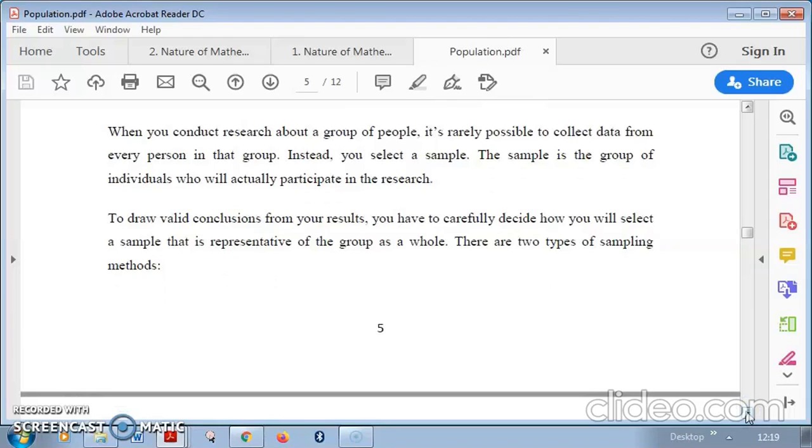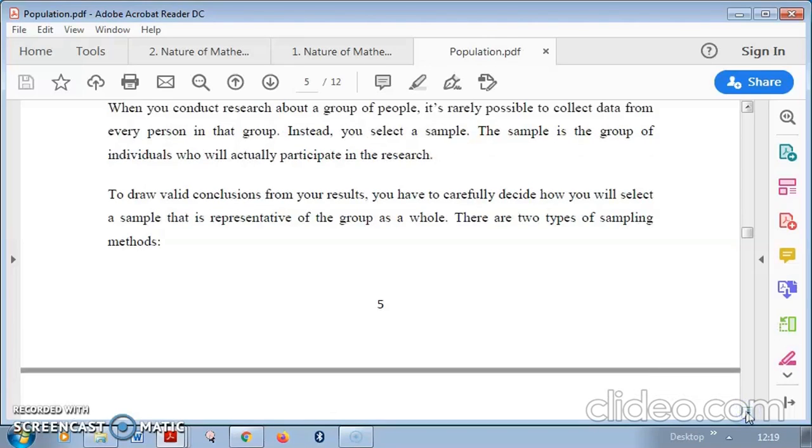To draw valid conclusions from your results, you have to carefully decide how you will select a sample that is representative of the group as a whole. Whenever you collect the sample, it should represent the whole group. Then only whatever you conclude from the sample, you can conclude about the population. That conclusion is perfect. Otherwise, if you make any mistake in selecting the sample, naturally it won't reflect the population parameter. Previously we discussed the population parameter.